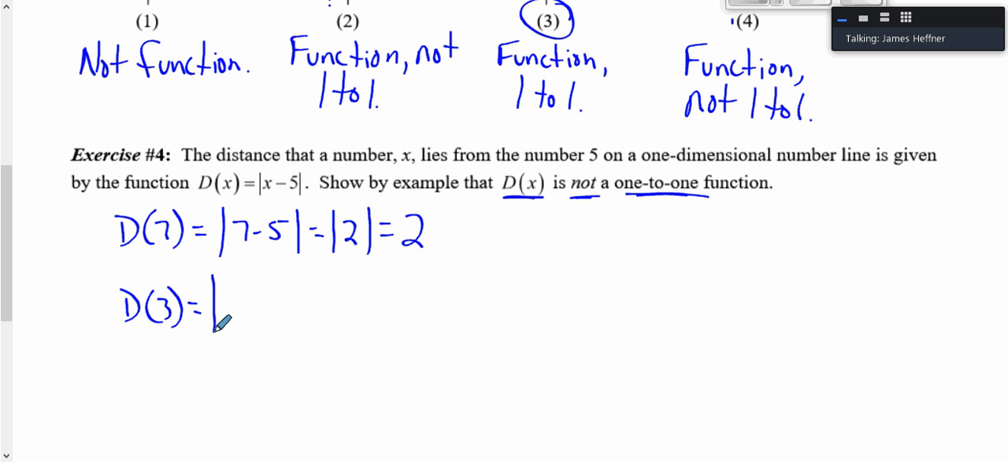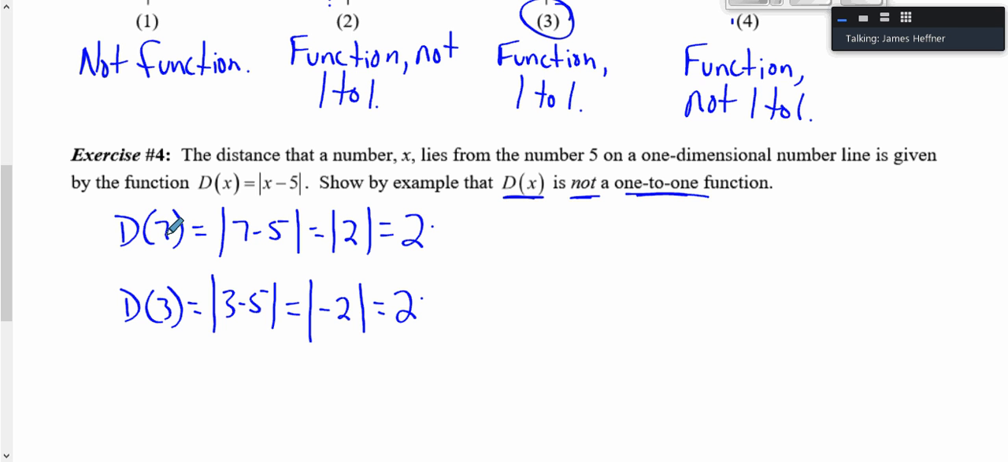So that would be the absolute value of 3 minus 5, which is the absolute value of -2, which equals 2. Hey, same output with 2 different inputs, right? So we have the same output for 2 different inputs. We have an output of 2, which comes from an input of 7, and from 3.